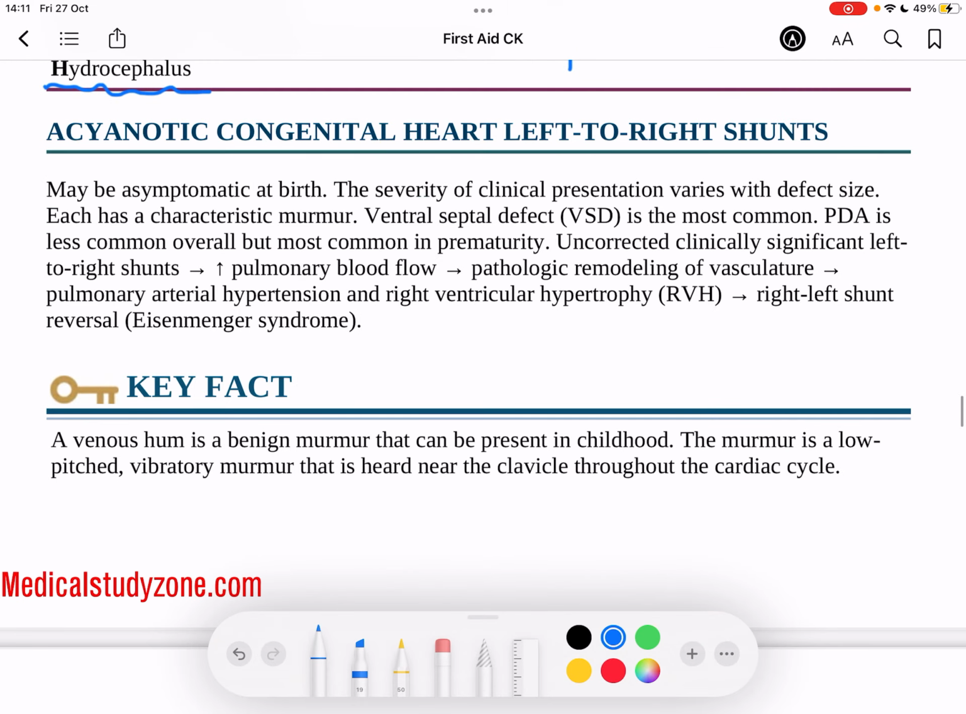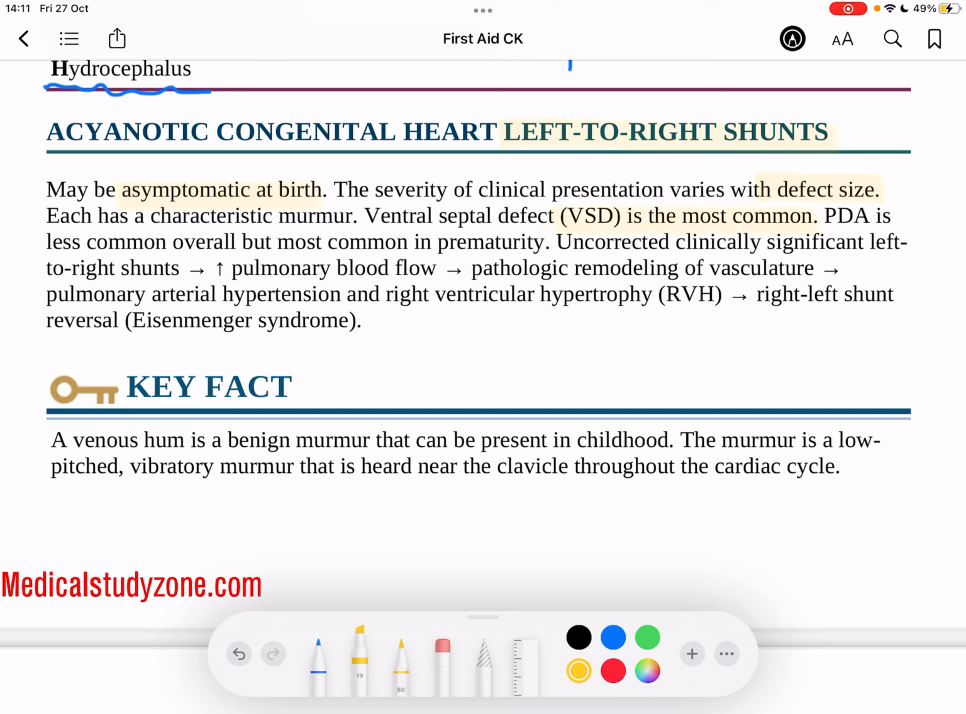So let's discuss our acyanotic congenital heart diseases first. So these are mainly the left to right shunts. They're often asymptomatic at birth. The severity of the clinical presentation varies with the defect size, okay? i.e. if we have a huge ventricular septal defect, then we're going to have signs of heart failure. If we have a tiny little one, it's probably going to be asymptomatic. Each one has a characteristic murmur. The VSD is the most common.